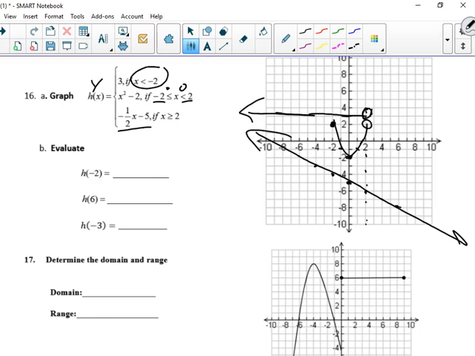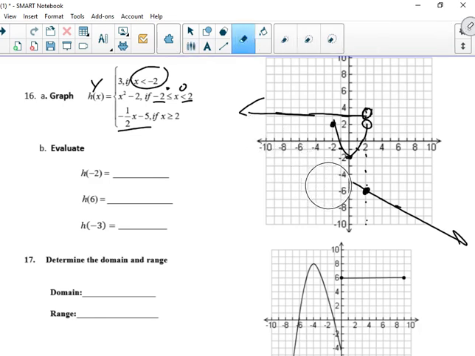I only want greater than or equal to 2. So I'm going to come to +2 and drop down and put a big old dot right here. And I want greater than, so I don't want this side of it. And that's it. That's my piecewise graph.